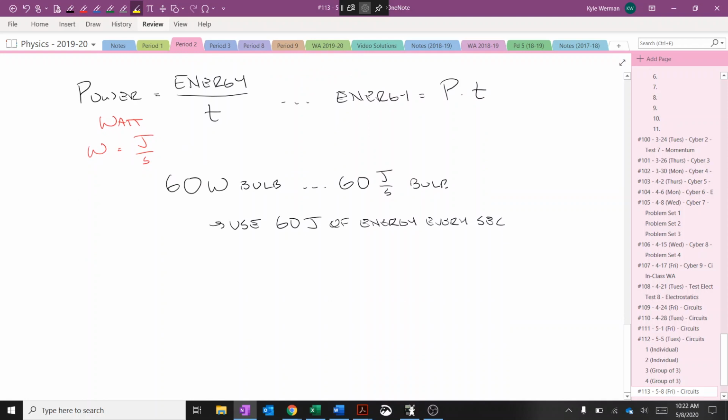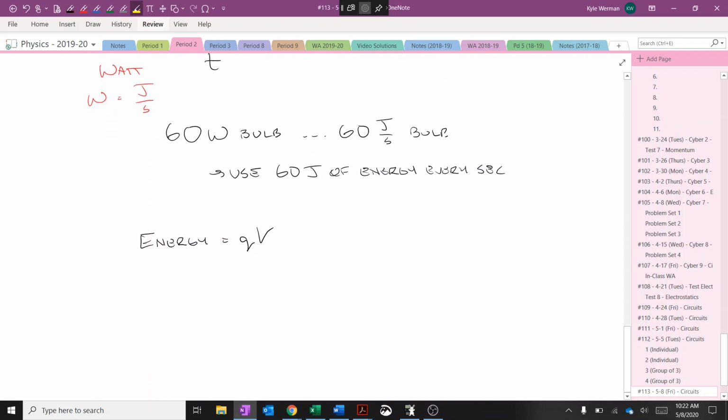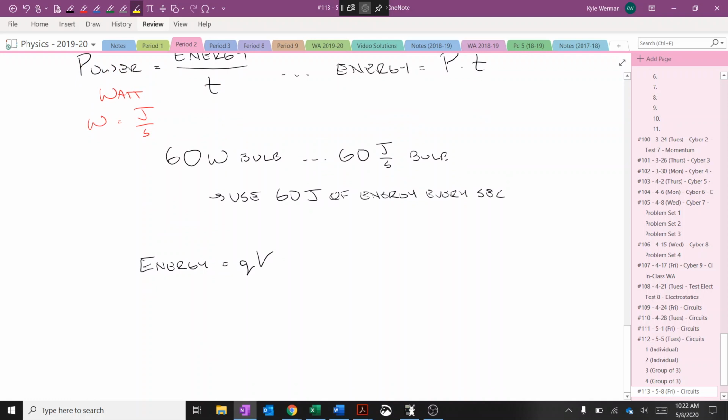Now, let's look at tying this together, though, because we got another equation for energy. Doesn't energy also relate to voltage? Energy is charge times voltage, QV. Well, then we can relate power to voltage as well. If power is equal to energy over time, then I can substitute QV right in for energy, and I get a new equation for power.